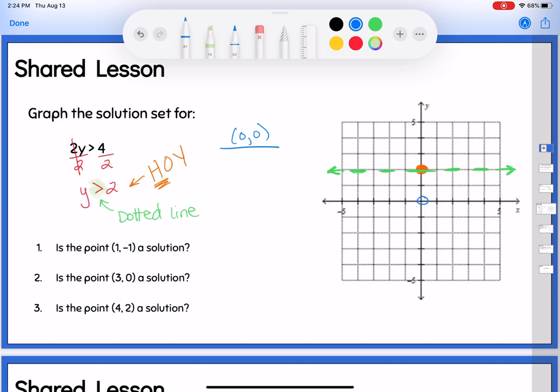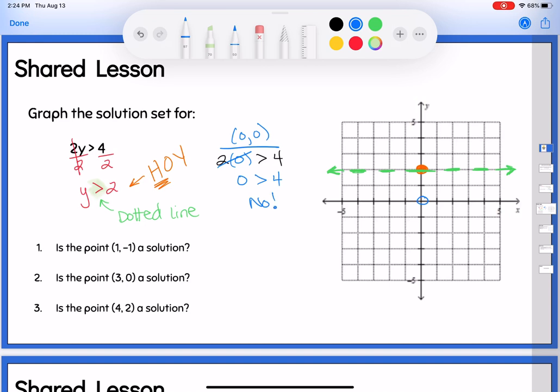So if I plug in the point 0, 0, I'd have 2 times 0 is greater than 4. Right? If I go back to the original, you could plug in 0 is greater than 2, but this way you go back to the original just in case I goofed anything up, right? 2 times 0 is 0, so I have 0 greater than 4. Is 0 greater than 4?